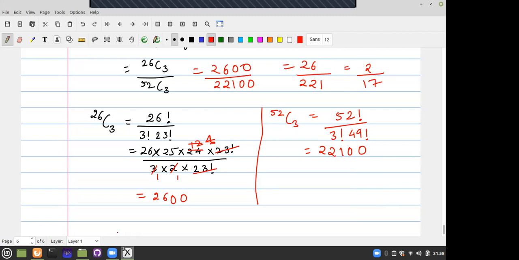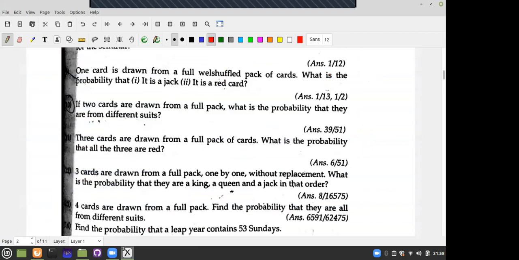And ma'am's answer is 6 upon 51. See, this is basically 2 3s are 6 and this is 17 3s are 51, right? So again, this will become 2 upon 17 only. Are you getting the point? It is not about wrong, it is just a different representation. Okay.